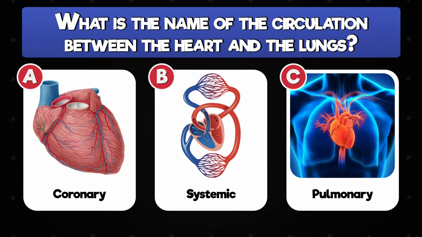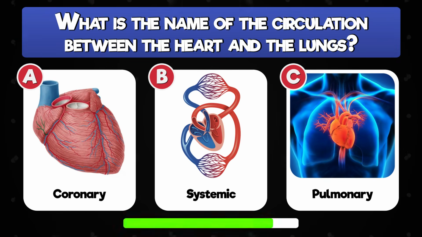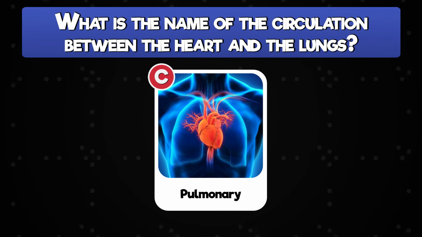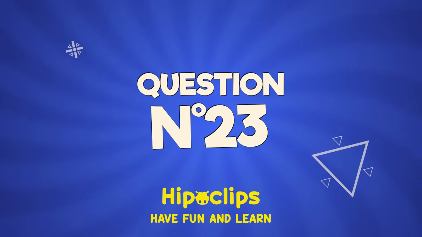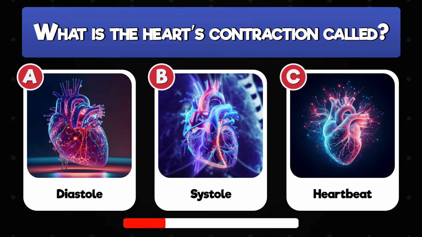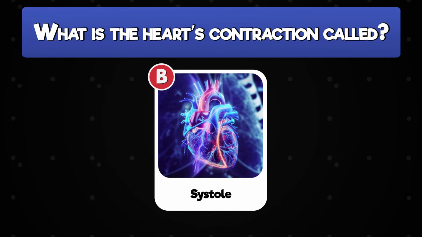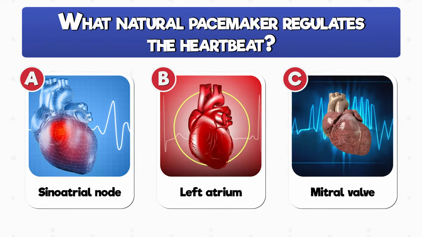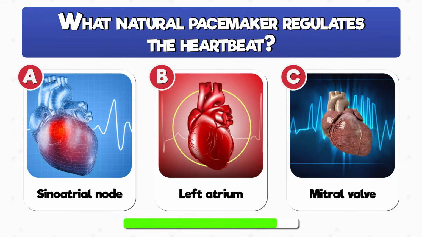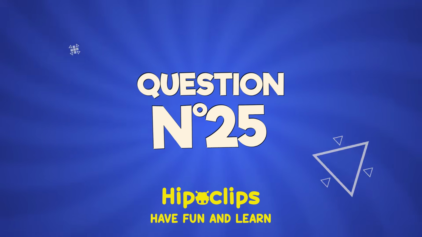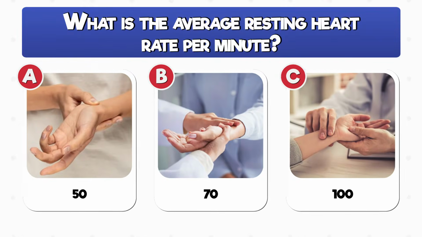What is the name of the circulation between the heart and the lungs? Pulmonary circulation. What is the heart's contraction called? Systole. What natural pacemaker regulates the heartbeat? The sinoatrial node. What is the average resting heart rate per minute?